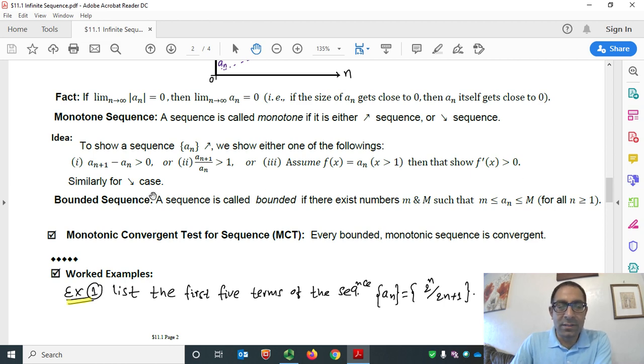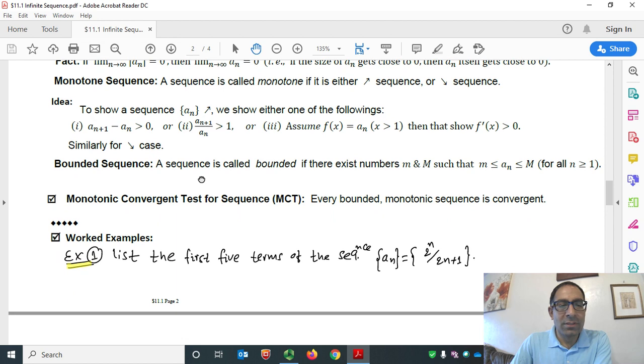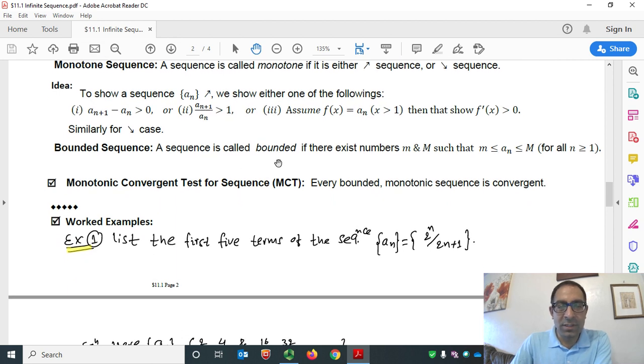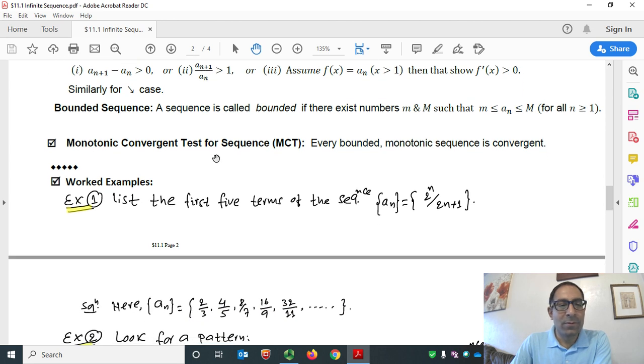Similarly for the decreasing case. Bounded sequence. A sequence is called bounded if there are two numbers m and M such that the terms of the sequence are bounded below and above by those numbers. Great. Now we have another useful theorem: the monotone convergence test for sequences. Every bounded monotonic sequence is convergent. Great.